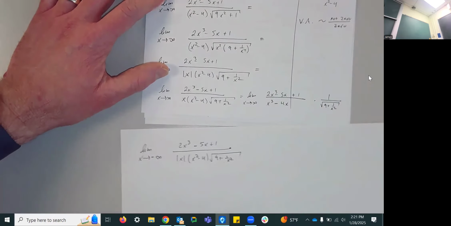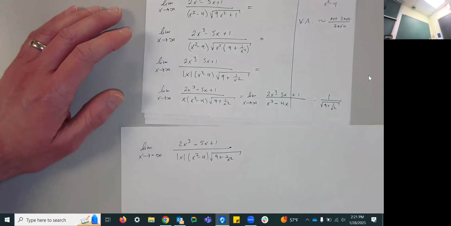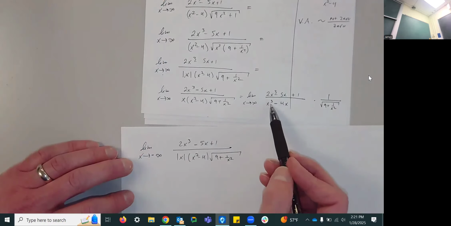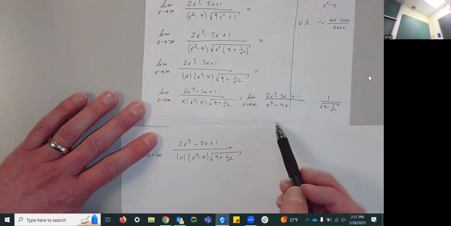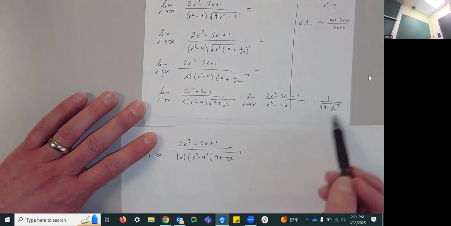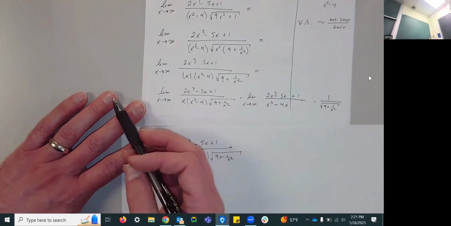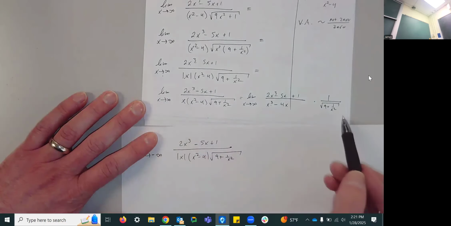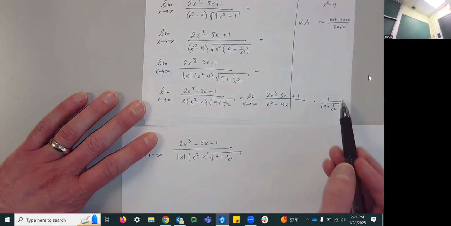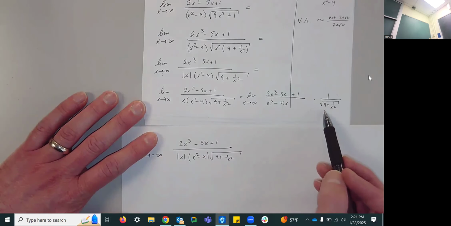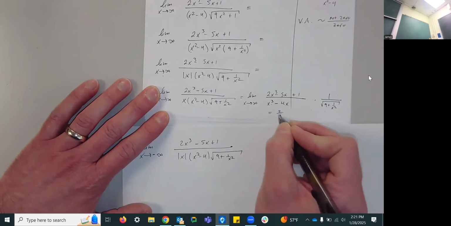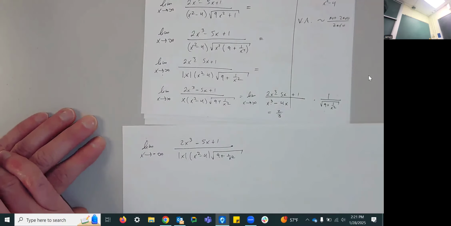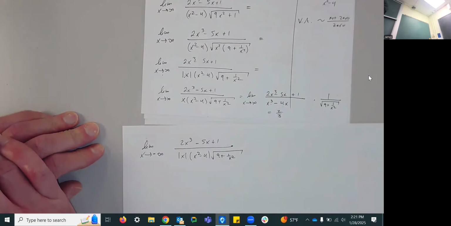Okay, now back to what someone said about comparing the highest powers. Highest power on top and the bottom is the same. So what's the limit of this part going to be? 2. What's the limit of that part going to be? Well, 1 over x squared goes to 0, and you have 1 over the square root of 9, which is 1/3. So you end up getting 2/3.